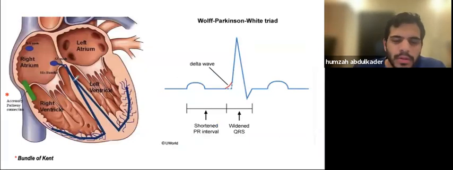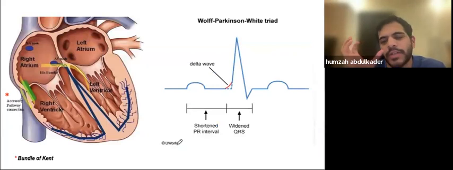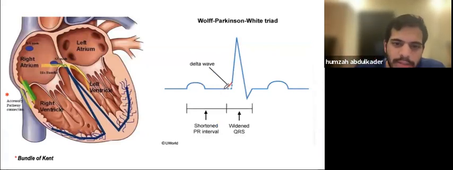It's a fairly simple concept. Basically, an accessory pathway is made here between the atrium and the ventricle, so it bypasses the AV node, which means that the ventricle contracts a little bit earlier than it normally does, and that's what causes this kind of wave over here. Okay, now this pathway is called the bundle of Kent.